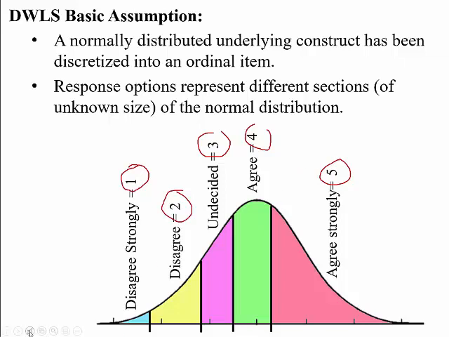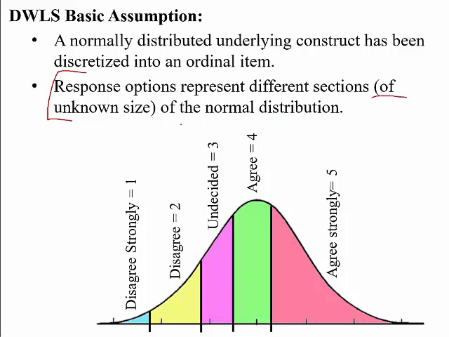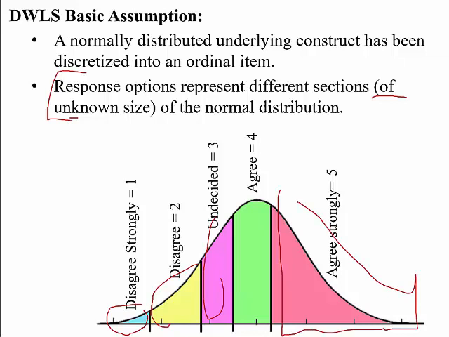And then I'm going to assume that when I do this, my response options represent different sections underneath this normal distribution. Now they could be different, of unknown size, so they could be different levels. So it might be that strongly disagree is a fairly small section, disagree might be a little bit bigger. Here I have undecided, maybe not too many people pick that, maybe a lot of people pick agree strongly. So these sections are not evenly dispersed, not of equal size.